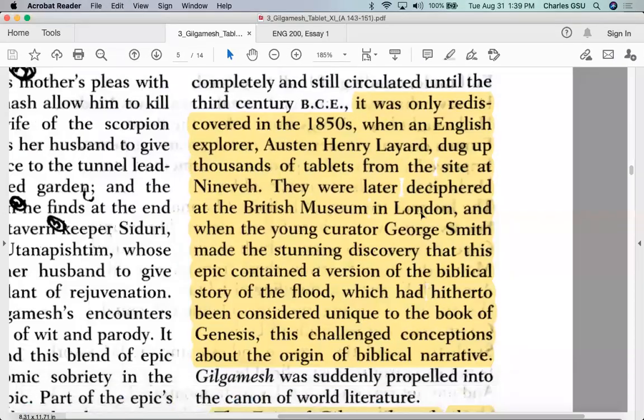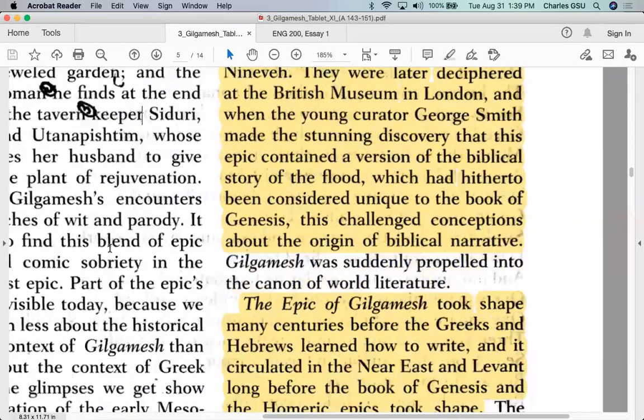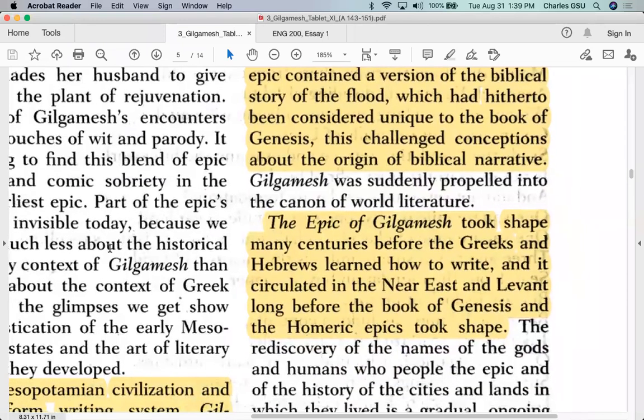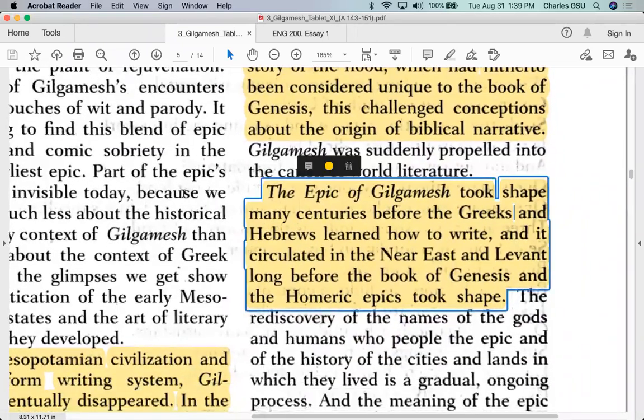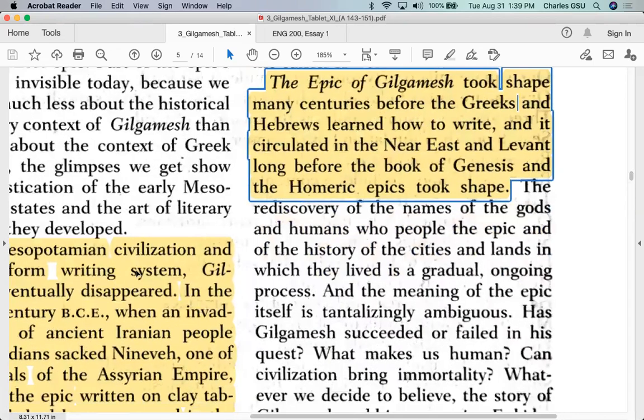Let me return to the text. And it says here right below that the Epic of Gilgamesh took shape many centuries before the Greeks and Hebrews learned how to write, and it circulated in the Near East, meaning what we call the Middle East, and Levant, which is a kind of older word for countries and regions surrounding the Mediterranean Sea, long before the book of Genesis and the Homeric epics took shape.